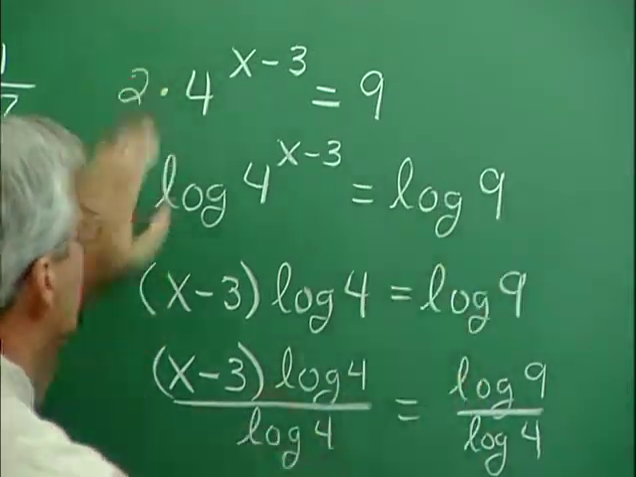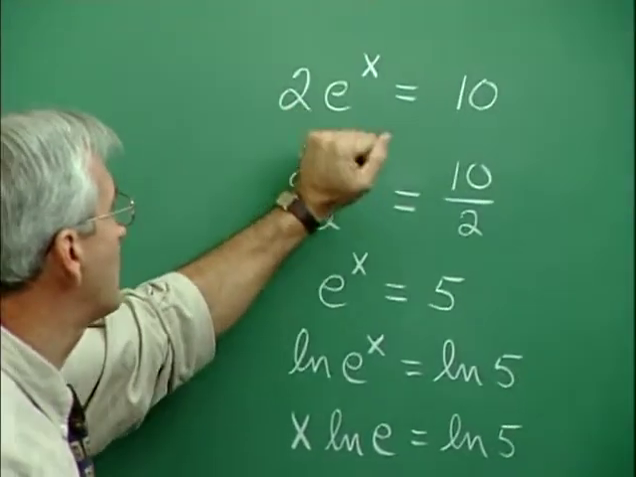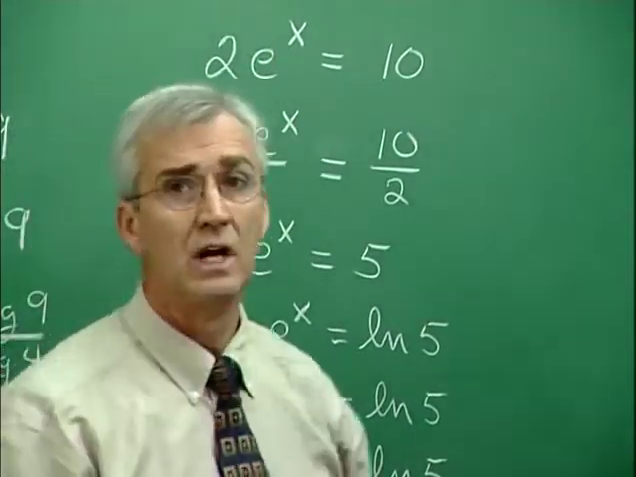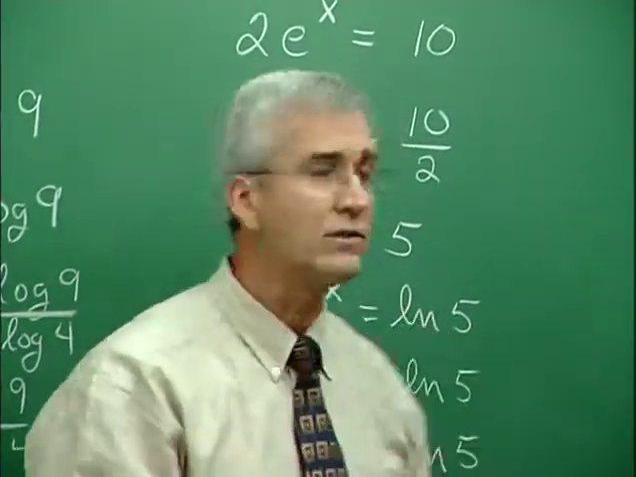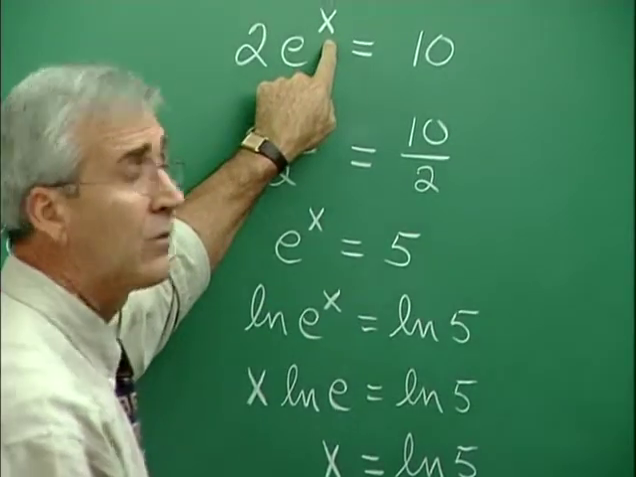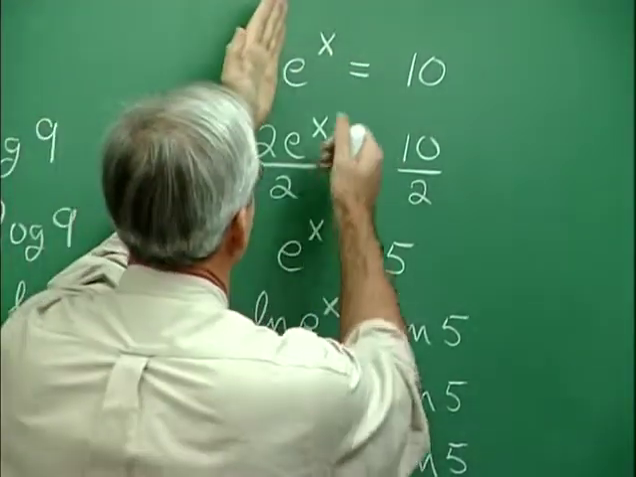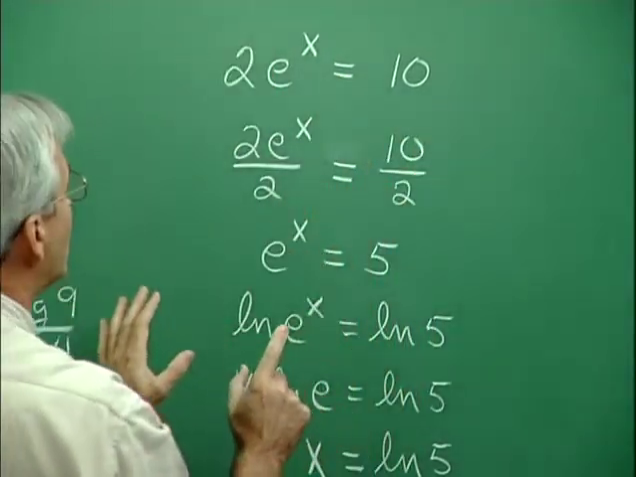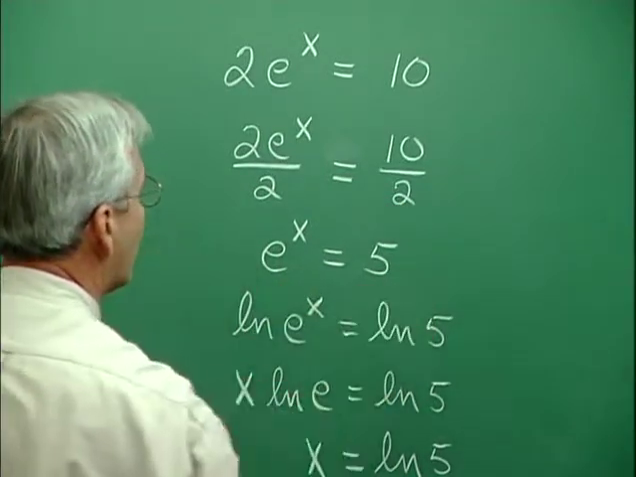All right, the next example shows that situation. Here we have 2e to the x power equals 10. Now, don't be too concerned with the e business. It's just a constant that has an exponent with a variable in it. So we have an exponential equation here. Now, we'd like to isolate this e to the x power before we use this idea of logarithm. So we'll divide on both sides by 2, finding e to the x to be equal to 5.